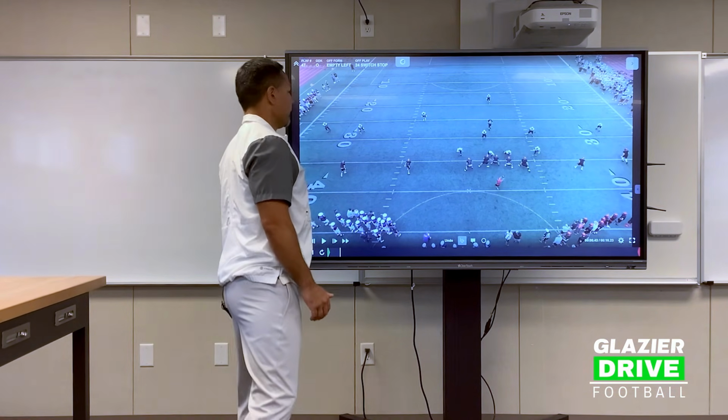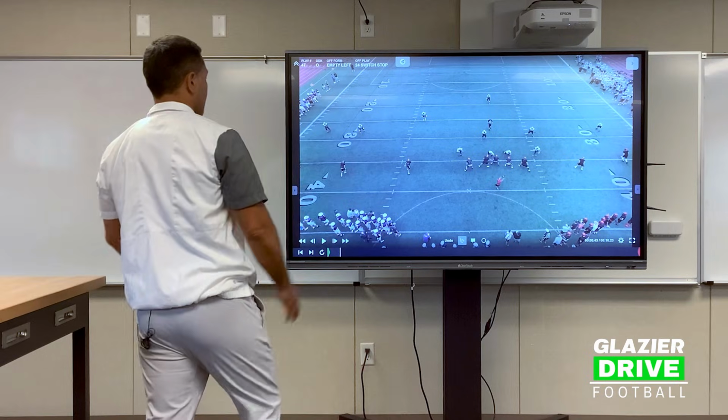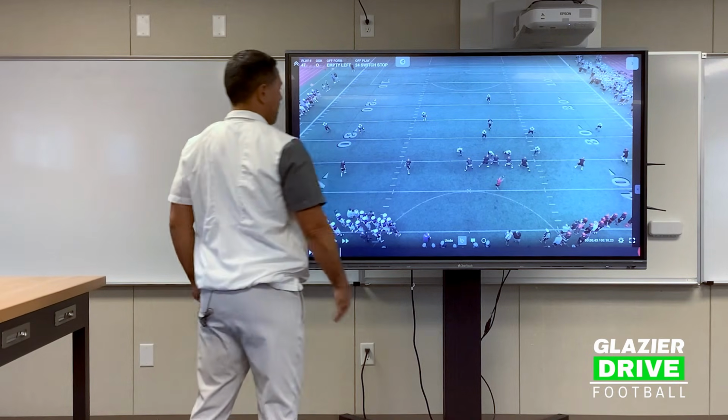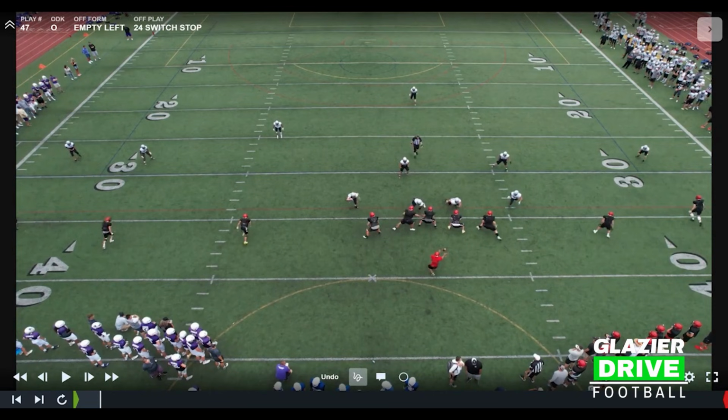So this would be an example of our empty set. Our 3 receivers happen to be on the left, okay? Our quarterback is responsible for identifying, is it 1 high or is it 2 high? And in this particular situation, the quarterback could be confused. I don't know. It looks like 1 high, but there is a safety that's kind of helping out, so I'm going to identify it as 2.